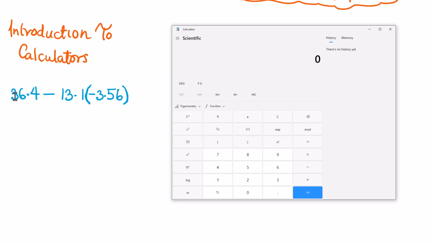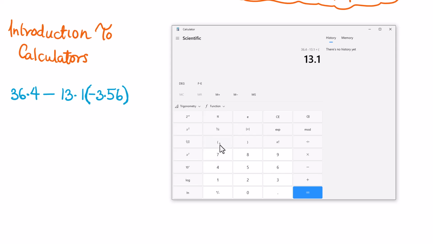So first we're going to type in 36.4, and take note that this here is minus, therefore you're going to use the minus sign, and that is what we see right here in terms of how you're building your specific expression. And then the next part is we're going to type in our 13.1, which is as shown right here. And next step is we're going to include our parentheses, which is the open bracket.